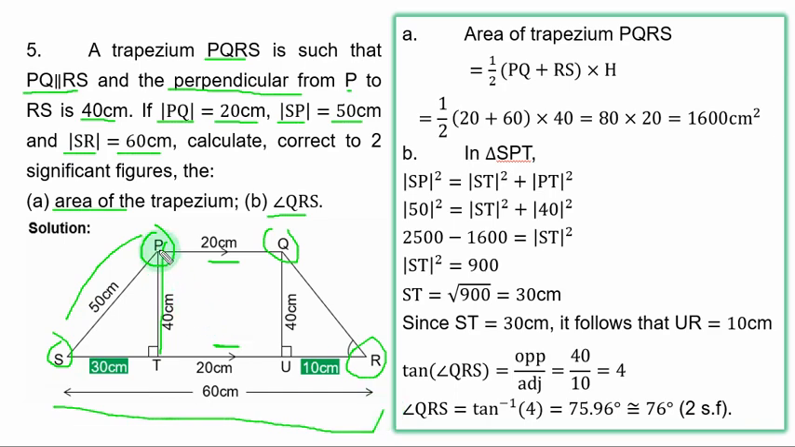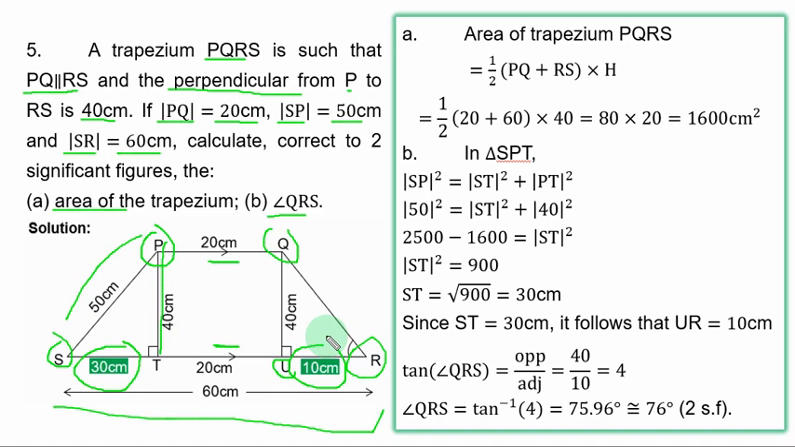Now from P to SR, let's label it T here. Then let's also complete Q, and use U to label it. So PT is equal to QU, 40 centimeters. Now PQ is equal to TU, that is 20 cm. The whole length is 60. These values we solve for are not part of the question, and you will see how we got them.